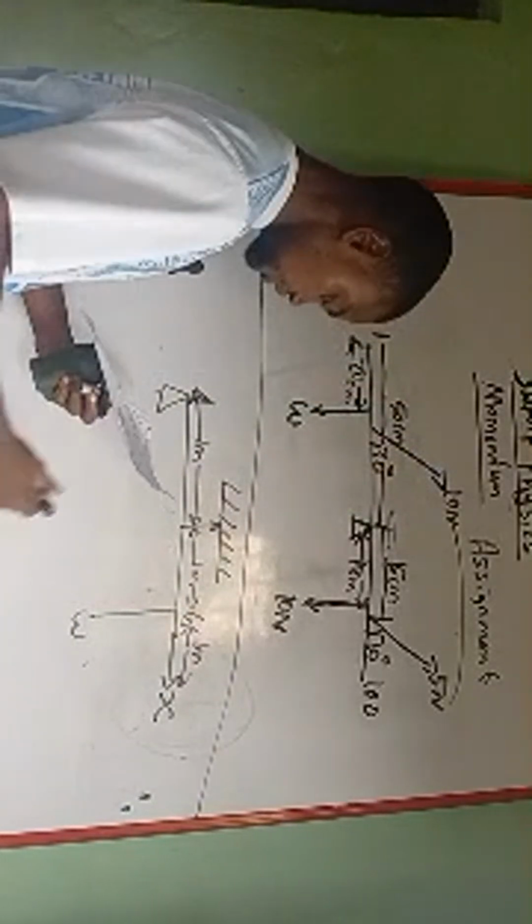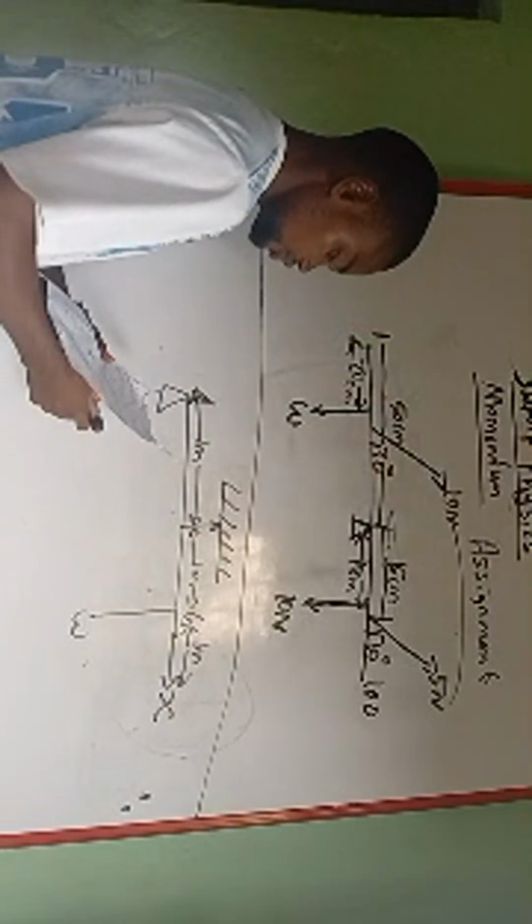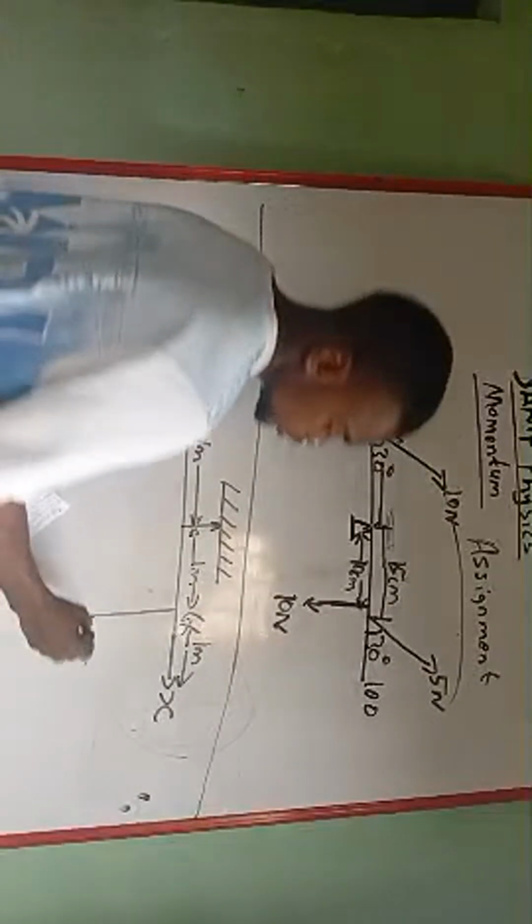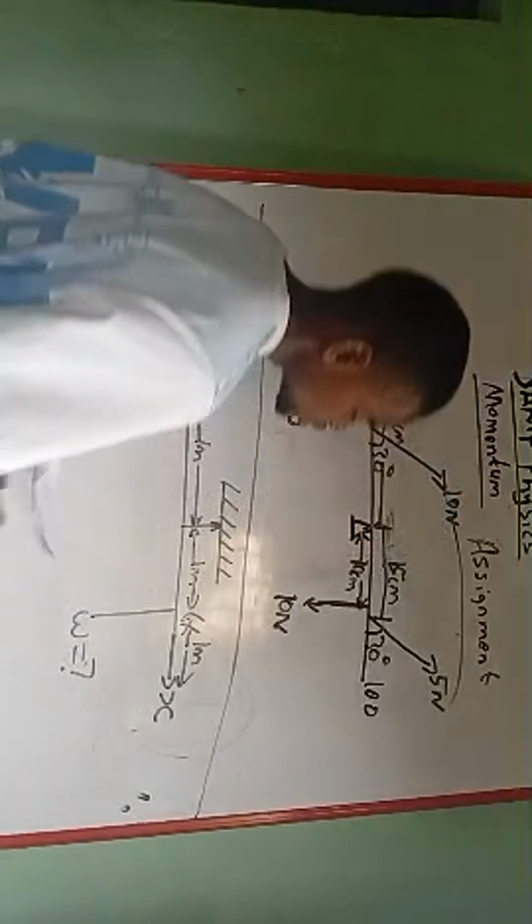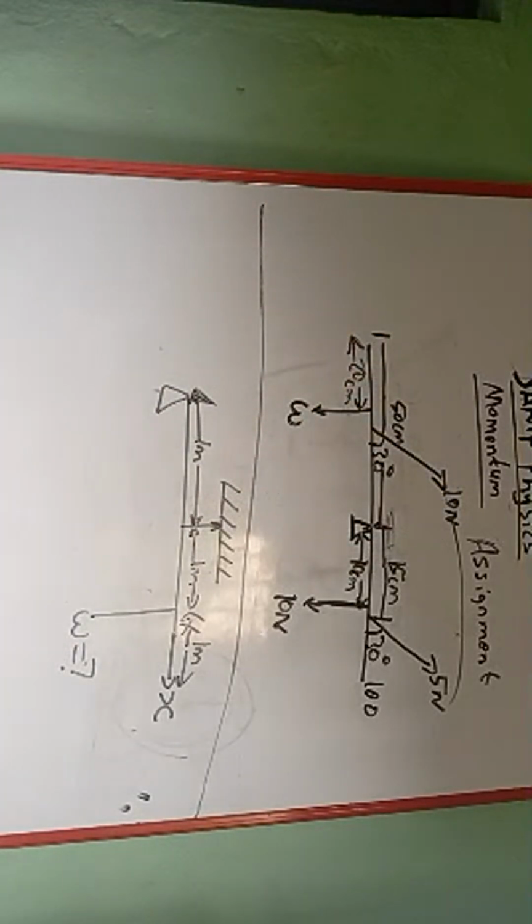Now in this case, you're asked to what? In the diagram below, what's the value of W? So the value of W is what you're looking for. So quickly do this.